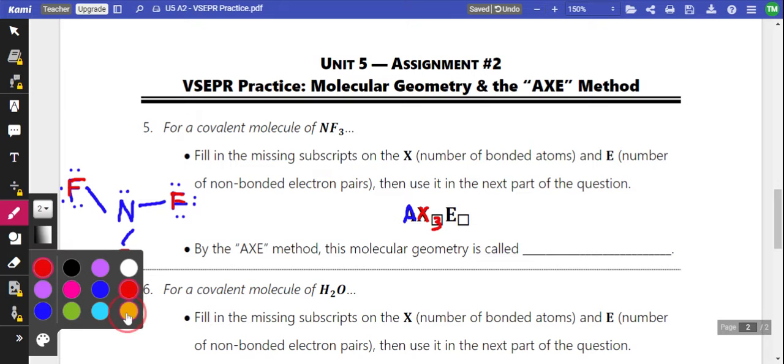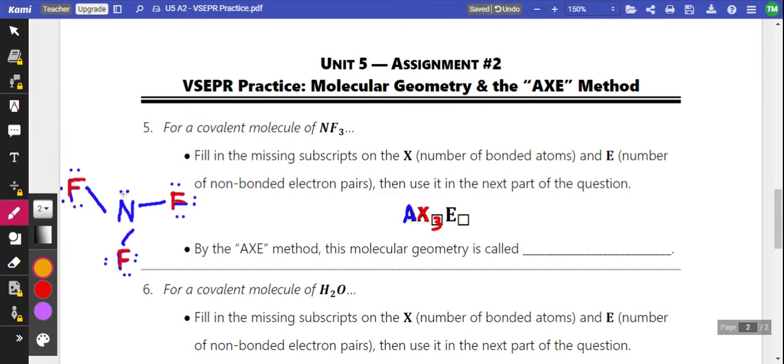And then for my lone pairs of electrons, I'm only counting what's on the center atom, and I have 2 electrons. That's one lone pair. And on all the examples here, we're not going to have an odd number of electrons, like 3 or 5. It's always going to be pairs. It's going to be 2 or 4 or 6 to make 1 pair or 2 pairs or 3 pairs. So I have 1 pair of electrons here, and that's going to be my E. So this is going to be AX3E1. This is my AX code, AX3E1.